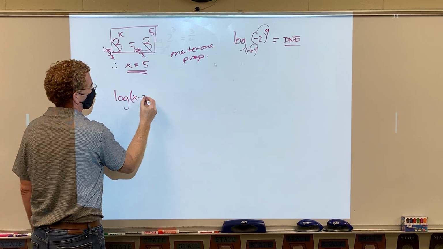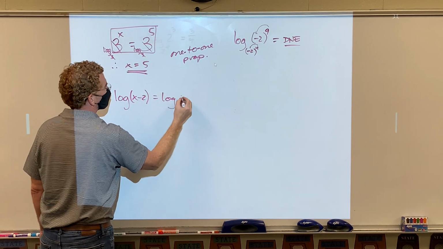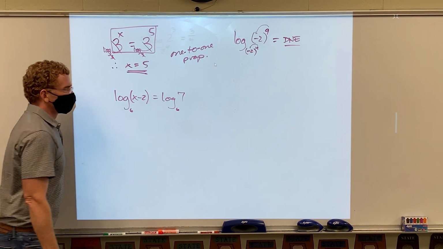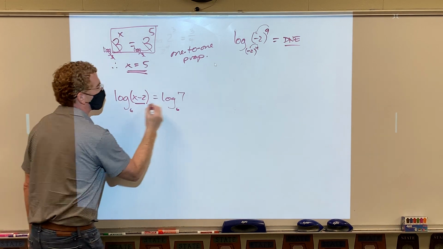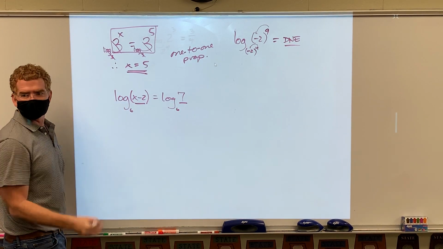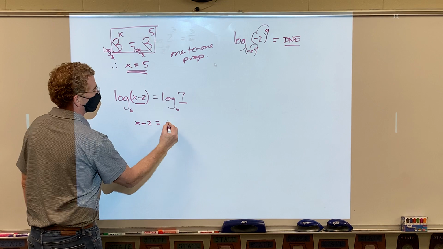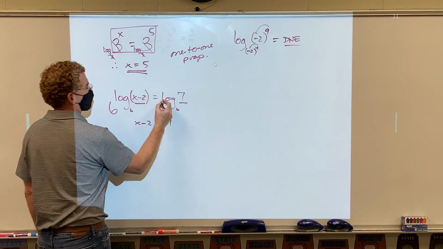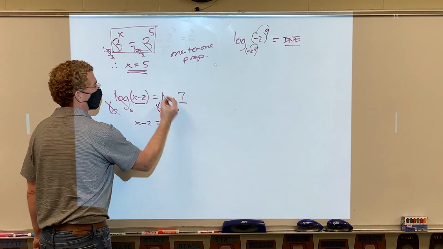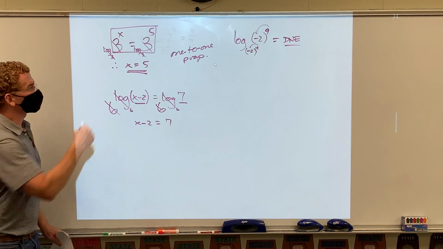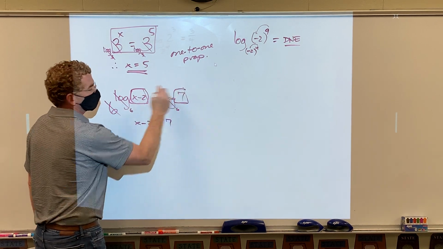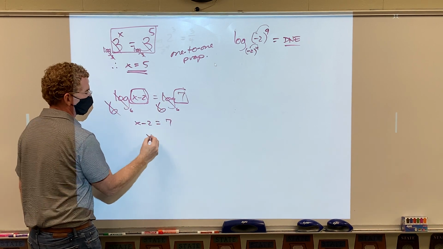Log of x minus 2 equals log of 7. Base whatever. How about base 6? Well, if everything but the stuff you're logging is the same, then what must else be the same? That stuff. Now I totally skipped the exponentiation part, didn't I? I didn't exponentiate both sides, cancel that out. That's the math. But the one-to-one property says, hey, if everything's the same except these two parts, then these two parts must be equal.